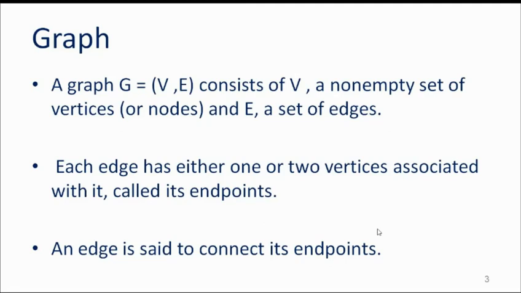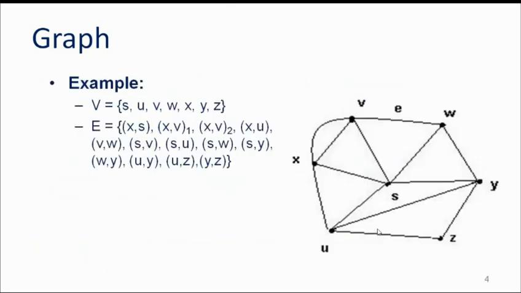So an edge has either one or two vertices associated with it, called its endpoints. An edge is said to connect its endpoints. So here is an example. The vertices are S, U, V, W, X, Y, Z, and edges are the lines between these vertices: X comma S, X comma V, and there is another edge from V to X.